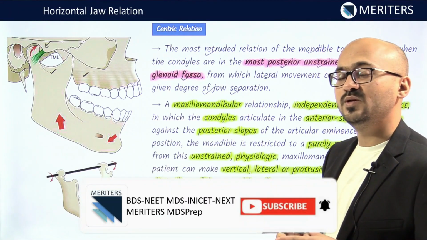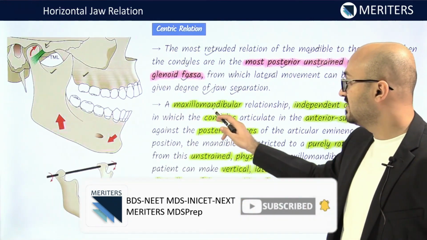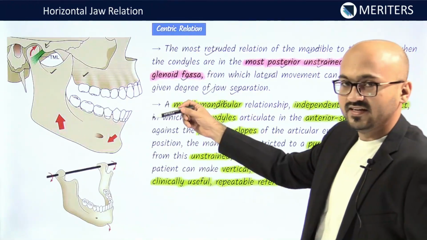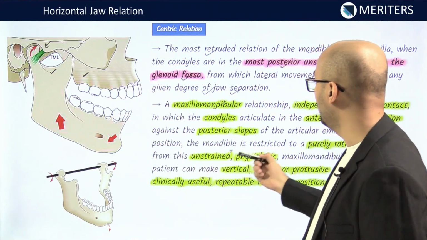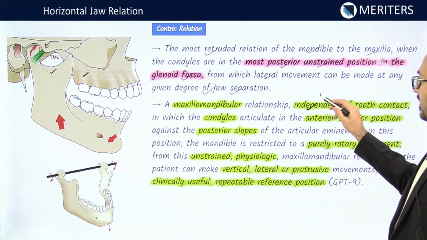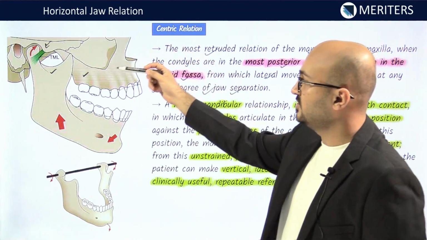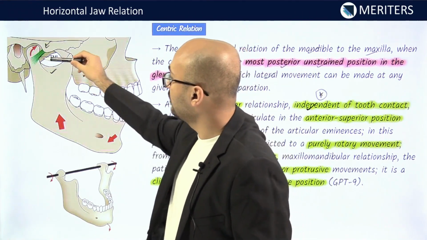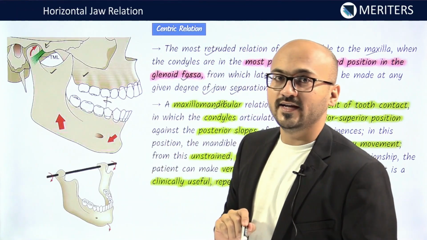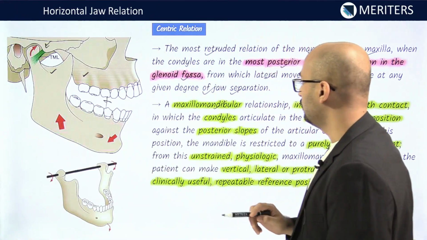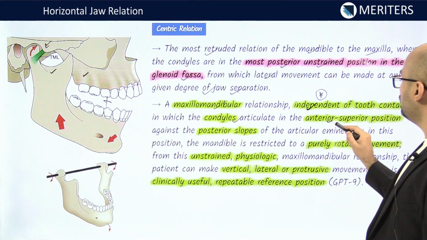The definition has been modified by glossary of prosthodontic terms 9 as a maxillomandibular relationship. That is, the definition says the relationship between the maxilla and the mandible independent of tooth contact, which is very important. This is a bone to bone relationship. This is the relationship of the mandible to the maxilla irrespective of the tooth contact. It is not dependent on the tooth contact, in which the condyles articulate in the antero-superior position.